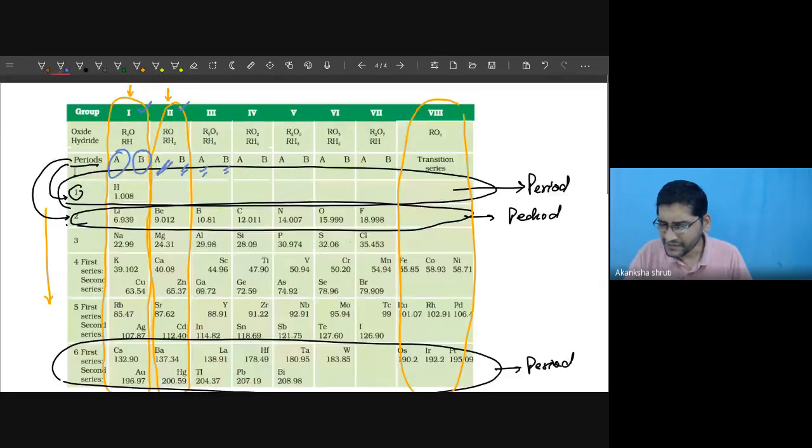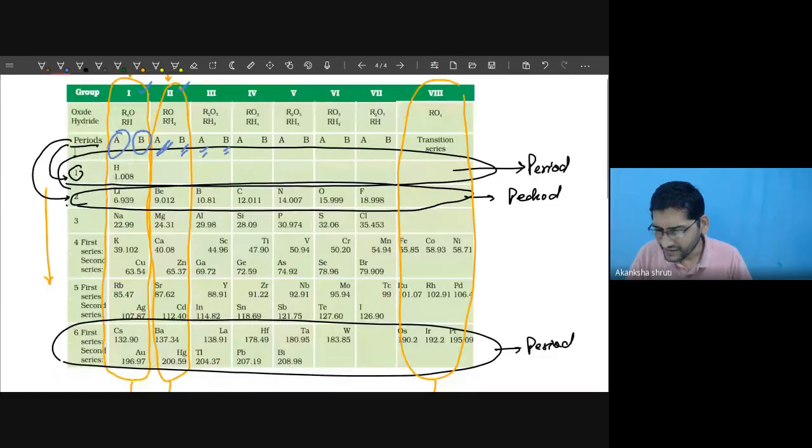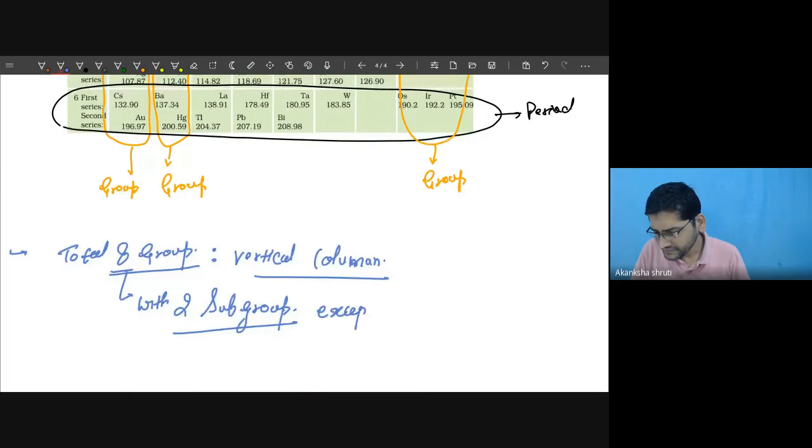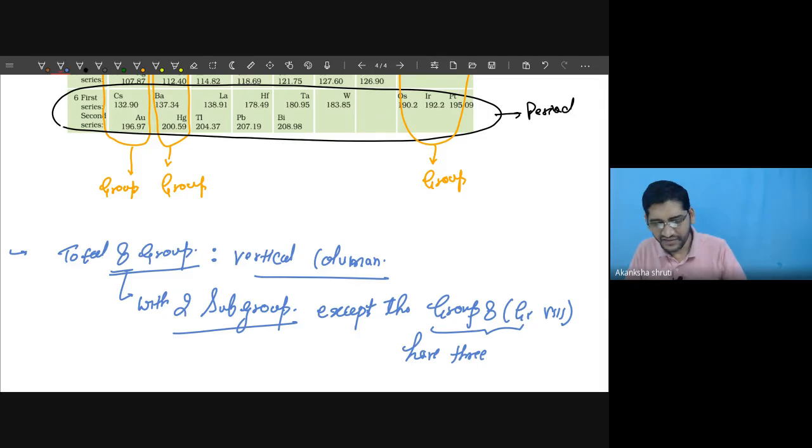But there is one exception. Observe what is that? The last one. In the last one, how many elements or columns are going to form? 3. Except group 8, in this way it is 8. So group 8 has 3 columns. You have to just understand.